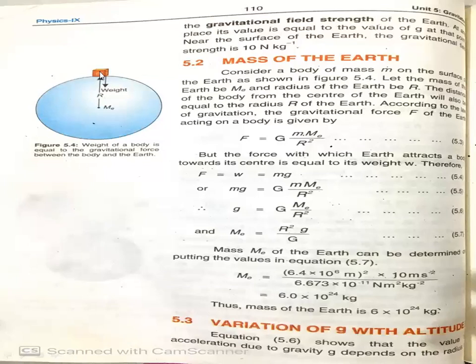Its mass is denoted with small m, while the mass of the earth is denoted with capital ME, where E stands for earth. The distance between the center of the earth and the body is denoted with the radius, capital R. Since the body is lying on the surface of the earth, this is taken as the radius of the earth, and the weight of the body is acting downward.